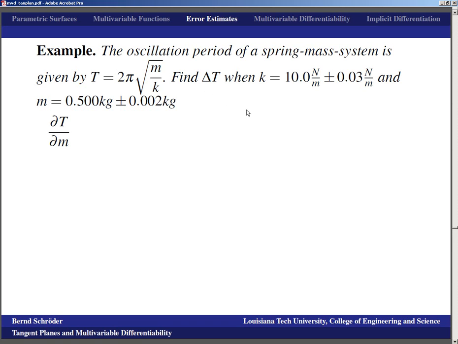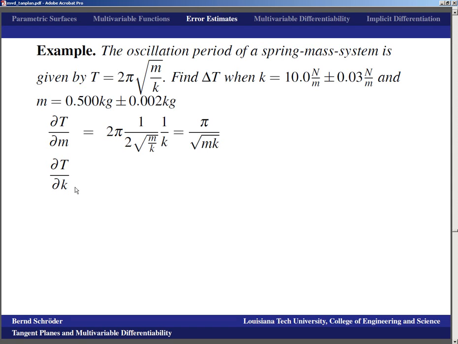Again, the rest is computation. We have the error formula. We want the partial of T with respect to m, which is 2 pi times the derivative of the square root, which is 1 over 2 times the square root of what's inside, m over k, times the derivative of the inside with respect to m, which is 1 over k. The 2's cancel, and we end up with pi over root m times root k, because k divided by root k in the denominator just gives us a root k in the denominator.